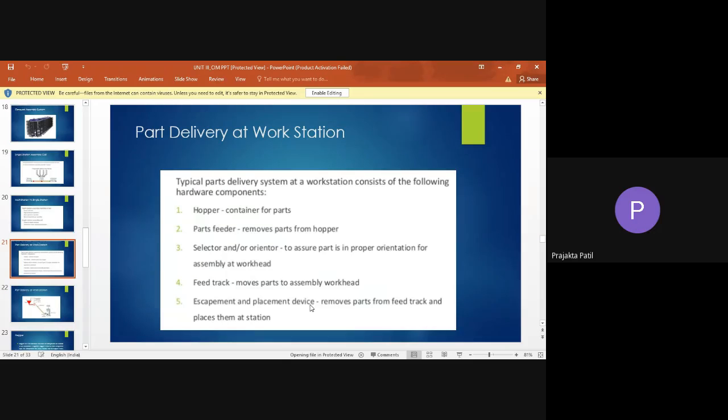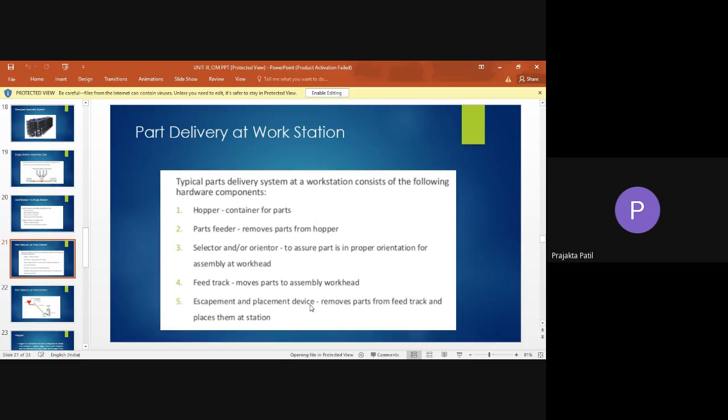Now coming to the most important part of today's discussion, that is part delivery at workstation. When you want to completely automate something, the start, the first step itself has to be very correct, right? So everything has to be automated. That means even the way the parts are going to get oriented, the way they are going to be placed, everything has to be automated. So how is all that possible? It is possible with the help of this part delivery system.